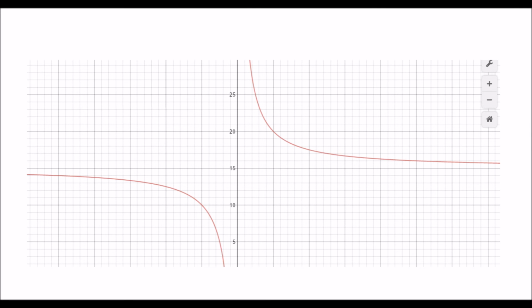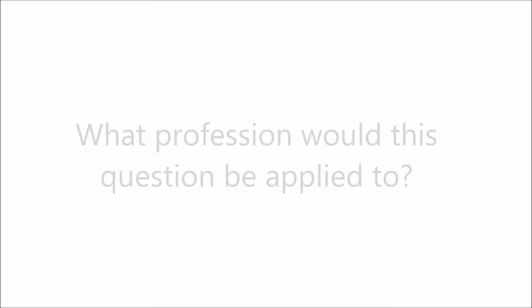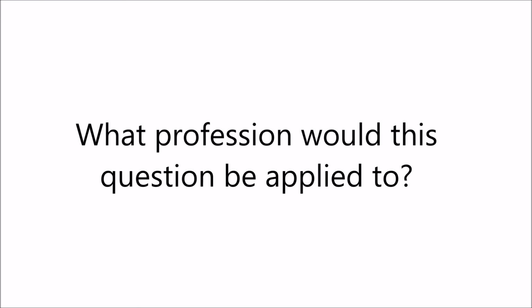Going back to the graph, we can see that the curve approaches the horizontal asymptote. The curve never passes the asymptote, indicating that the asymptote is where the investment will eventually approach. Therefore, since the asymptote is at 15, the investment will approach $15,000, as the question previously stated that the values are in thousands. What profession would this question be applied to?